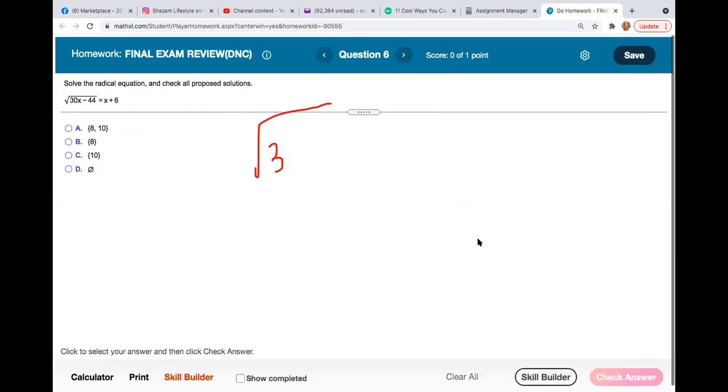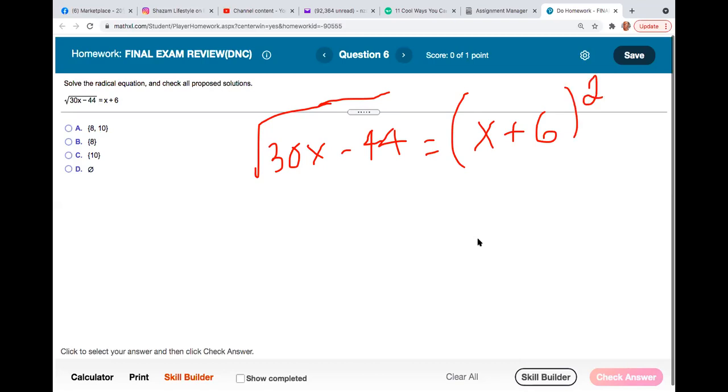This one right here, guys, this is a radical equation. We are again trying to solve for x. Unlike the previous problem we just did, where we had a square we were trying to get rid of, here we have a square root we're trying to get rid of, so we can solve for x. So we're just going to do the inverse. To get rid of that square root, we're going to do the inverse of the square root, which is to square both sides. So what we're left with is 30x minus 44 is equal to, now this is a binomial squared, (x plus 6) squared.